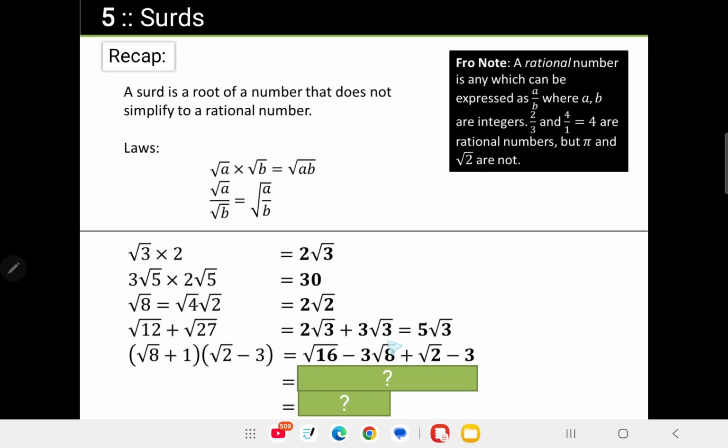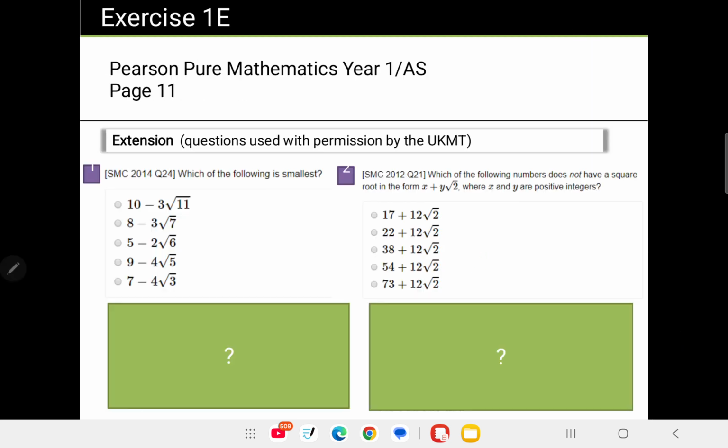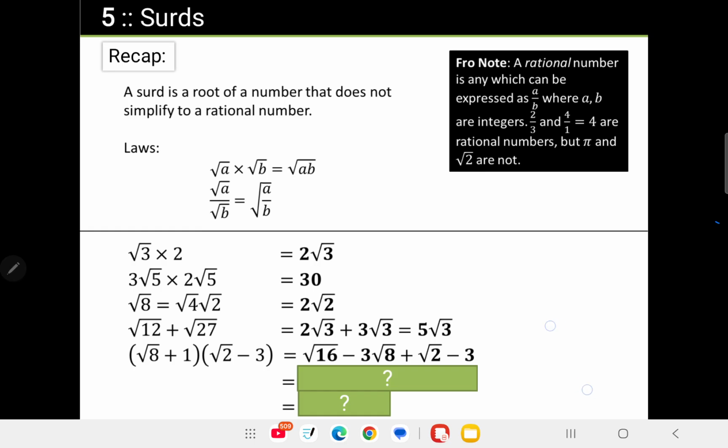Root 16 is 4, and root 8 we can write as 2 root 2. Root 8 can be written as square root of 2 times 2 times 2, and it can be written as 4 times 2, so we can split the roots again.